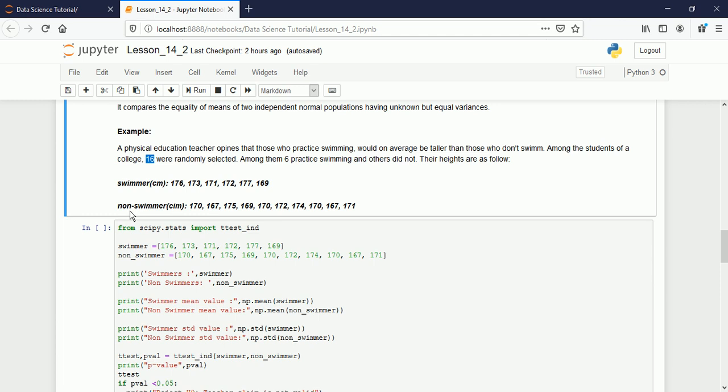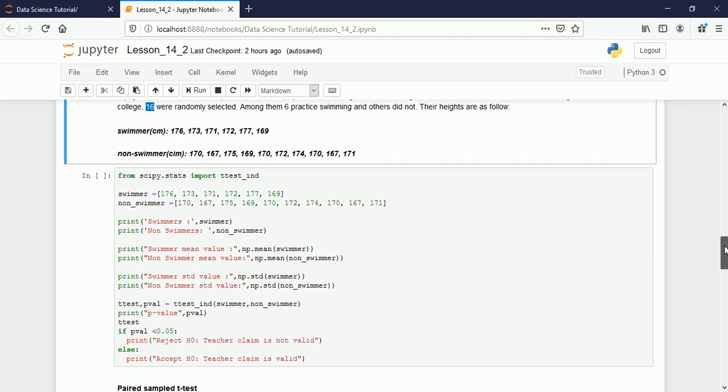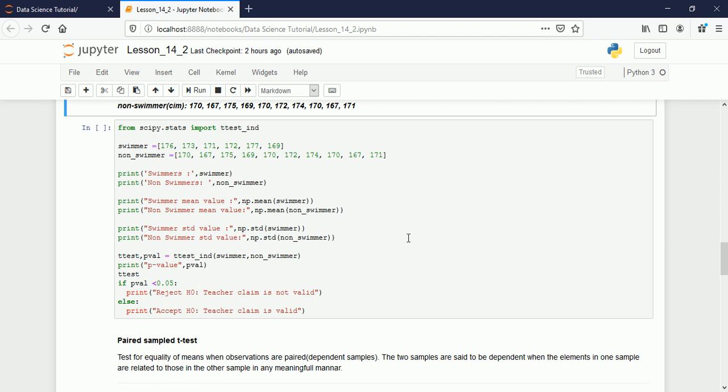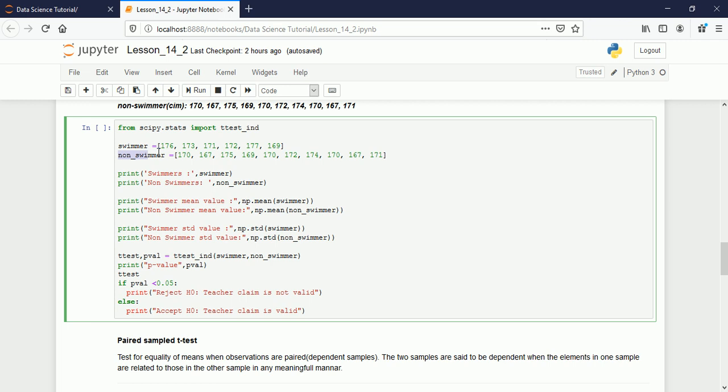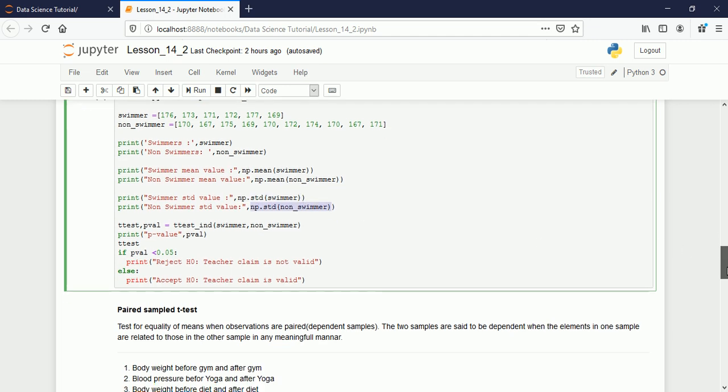These are swimmers and these are non-swimmers, and the teacher claimed that those who swim are taller than those who are not swimming. Let's see whether it is correct or not, whether we accept or reject the idea of the teacher. So two lists are created here, swimmers and non-swimmers. I want to print them. Swimmers are printed and then non-swimmers, and then we find the mean for swimmers and the average value for non-swimmers, and then we print the standard deviation for swimmers and for non-swimmers, and then we conduct the test.